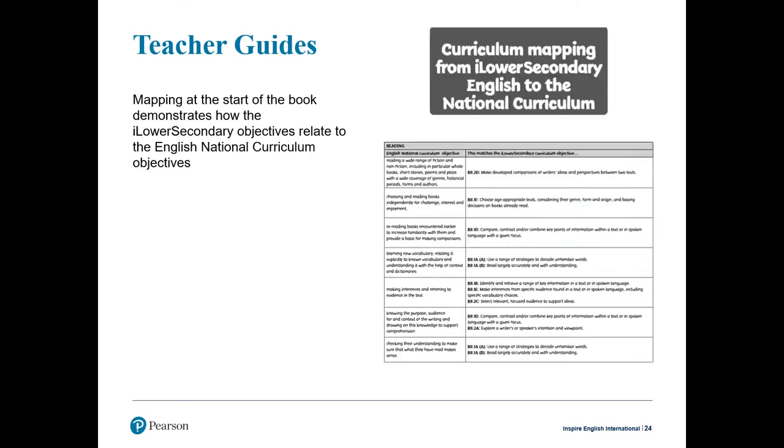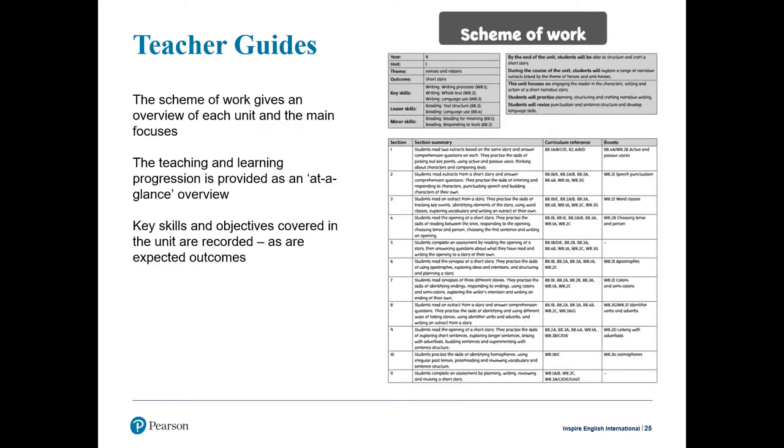Mapping at the start of the book demonstrates how the ILO secondary objectives relate to the English National Curriculum. And then the scheme of work at the start of each book gives an overview of each unit and the main focuses. This teaching and learning progression is provided as an at-a-glance overview, and key skills and objectives covered in the unit are recorded, as are expected outcomes.